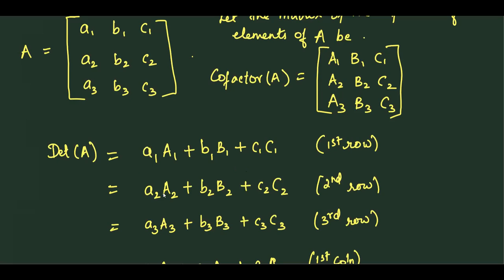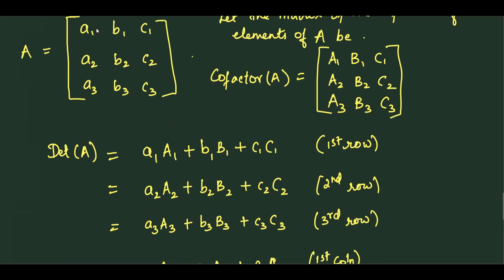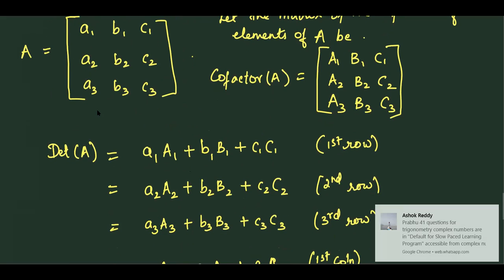So this is the first row: A1 capital A1, B1 capital B1, C1 capital C1. Then the second row: A2 capital A2, B2 capital B2, C2 capital C2. Then the third row: A3 capital A3, B3 capital B3, C3 capital C3. Then we can do it along any column also.